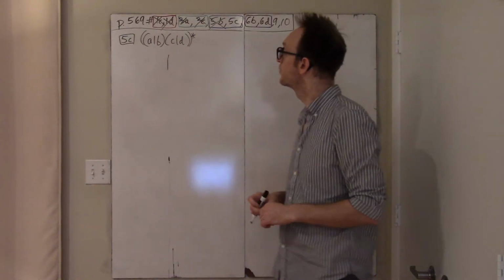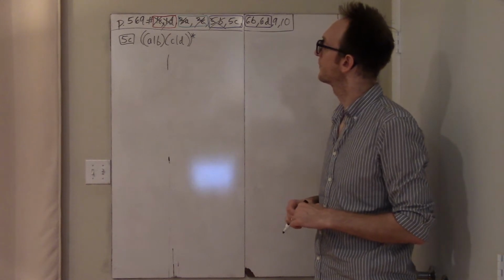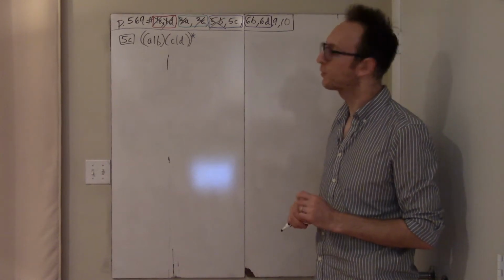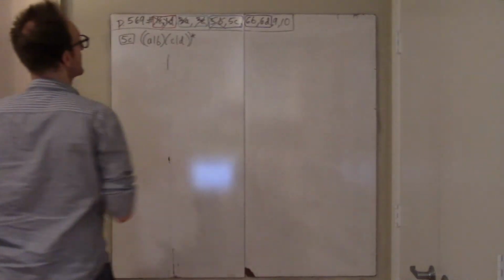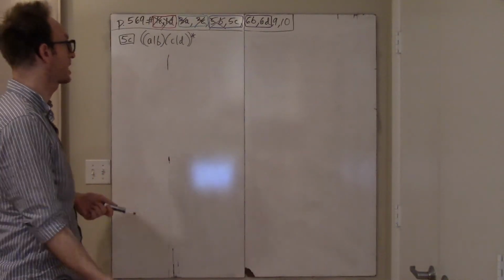Okay, we're back 5 hours later. Let's do 5C, which gives you the regular expression, A or B, followed by, well, concatenated with C or D, and that whole thing is being starred.